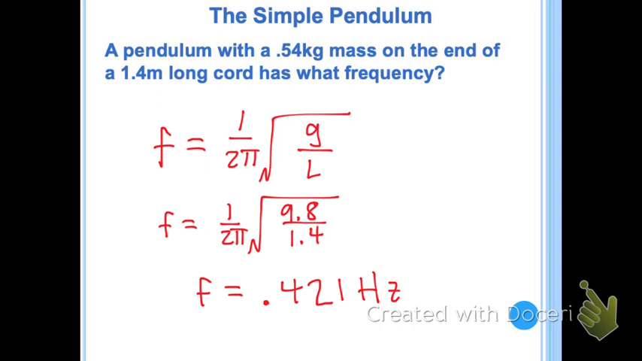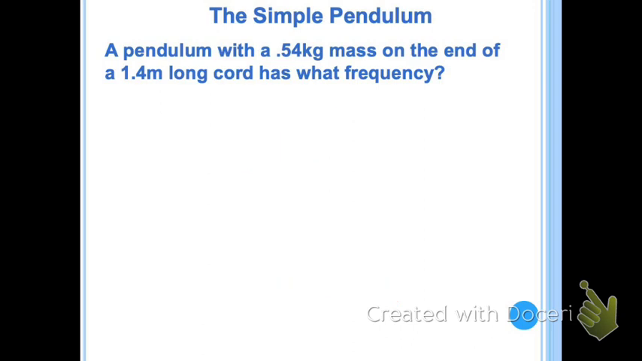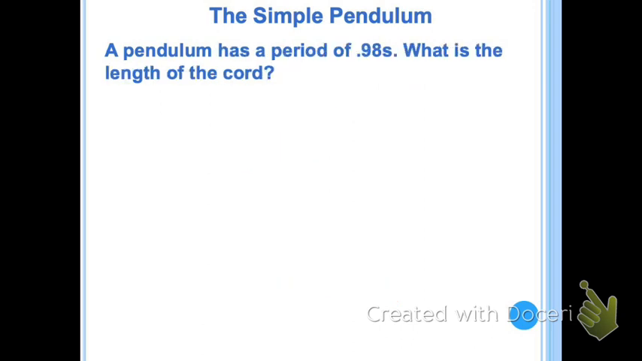More commonly, we'll solve for the period because that tells us the time. Frequency is kind of a moot thing to solve for because you'd really rather know how long it takes rather than how many cycles it makes in a second, right? That doesn't really make much difference to us. So more often, we'll solve for period. So this one says the pendulum has a period of 0.98 seconds. What is the length of the cord?